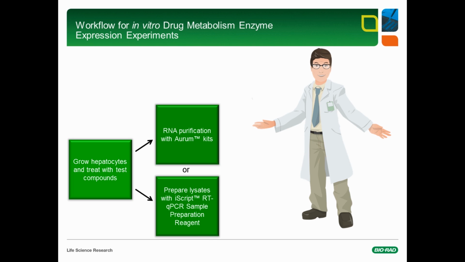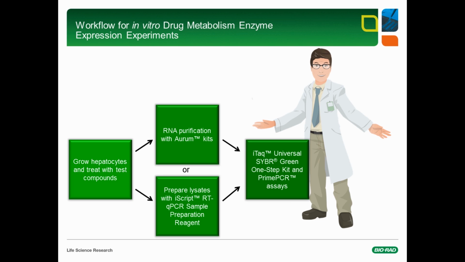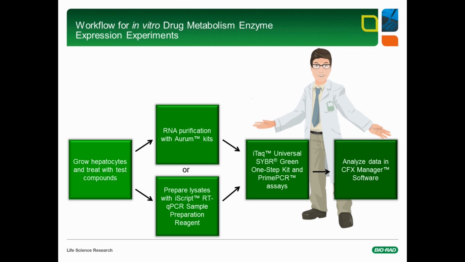To evaluate 2 different sample prep methods, total RNA was purified using Bio-Rad's Aurum Total RNA Mini Kit, while cell lysates were prepared using Bio-Rad's iScript sample preparation reagent for RT-qPCR. One-step RT-qPCR was performed using the iTaq Universal SYBR One-Step Kit, along with PrimePCR SYBR gene expression assays. Data were collected using a CFX 384 real-time PCR instrument and were analyzed using the CFX Manager software.